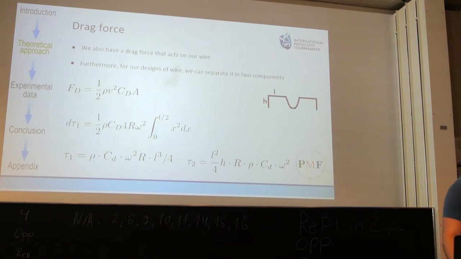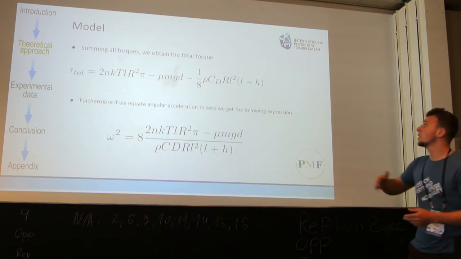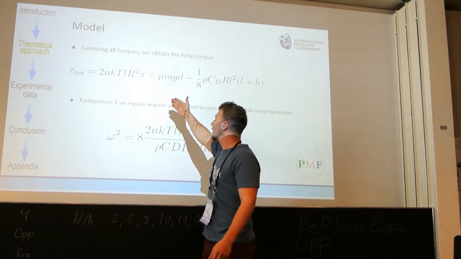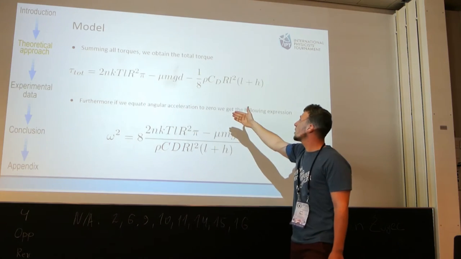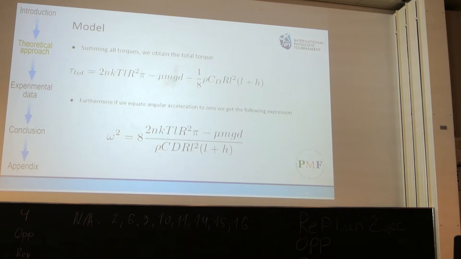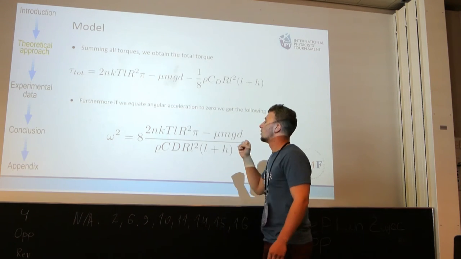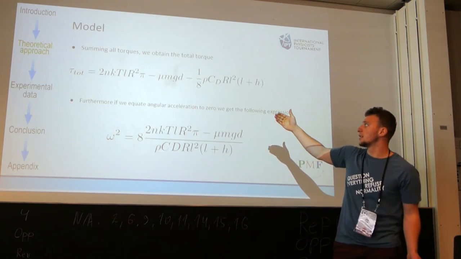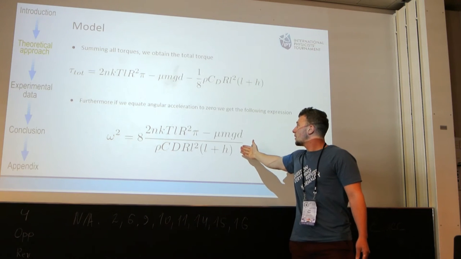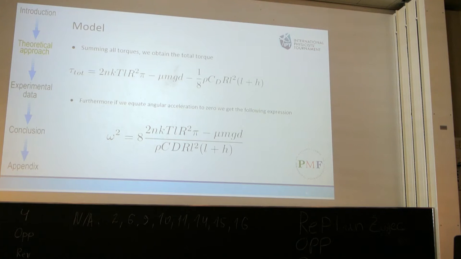Okay, so summing up all torques, we have a torque component from our collisions, friction, and drag force. Now, furthermore, if we equate angular acceleration to zero, from this equation, I alpha is the sum of torques, we get this expression for the angular velocity. And why is that important? It will become clearer later.